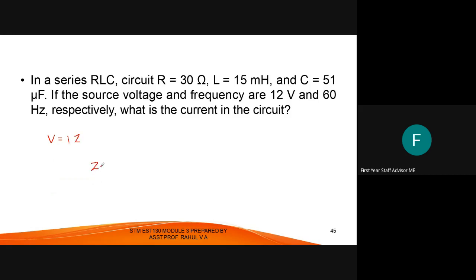For impedance, we know the formula is square root of R square plus (XL minus XC) square. I think we have calculated XL value and XC value, and now we have to calculate what is impedance and then what is the current value for this particular question.